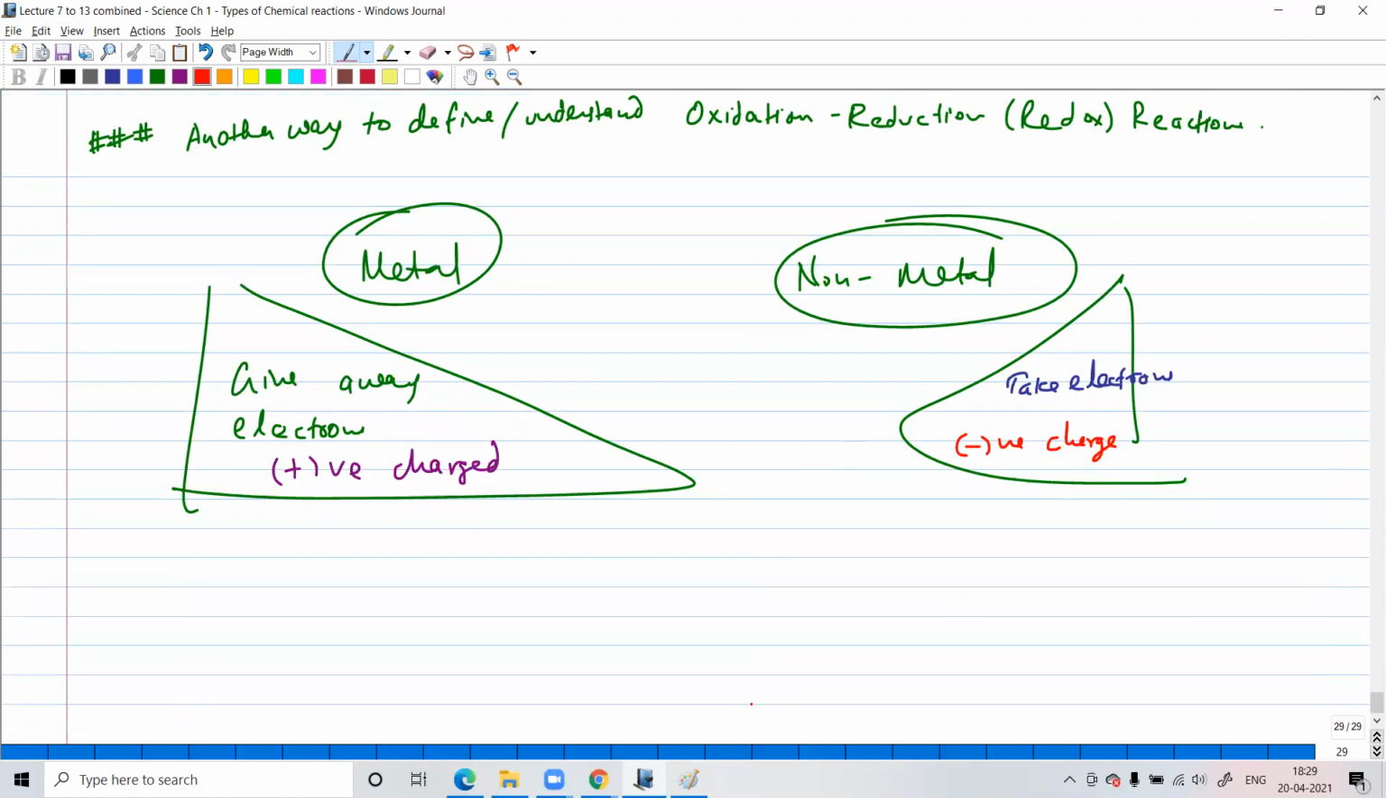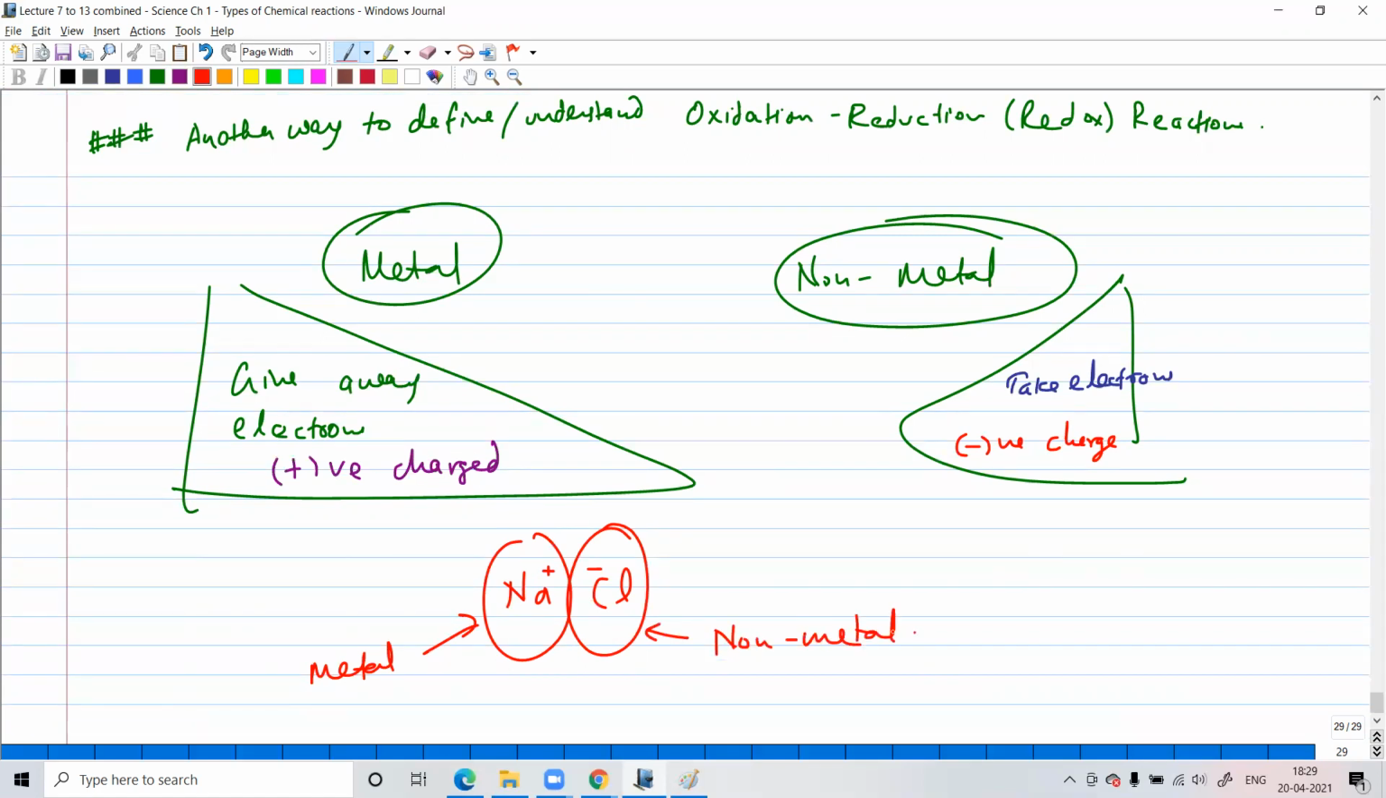Like, for example, if I take NaCl, a very common example, you have seen this so many times. What did I tell you? Sodium gives away the electrons and chlorine accepts them. That's why Na is positive, chlorine is negative. This is your metal, Na, and chlorine is your non-metal.